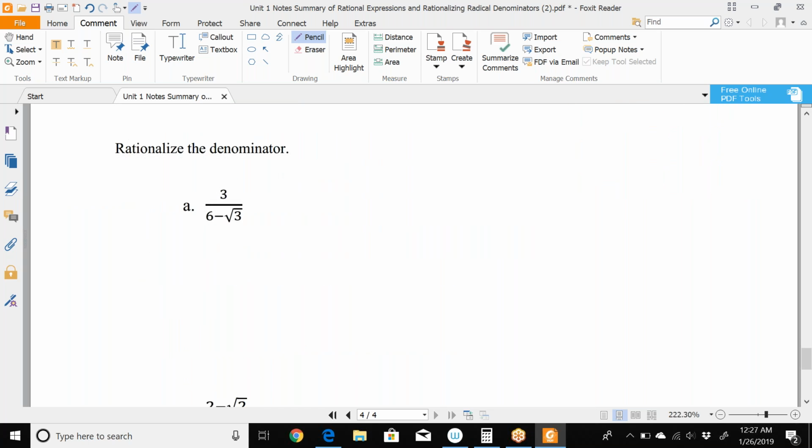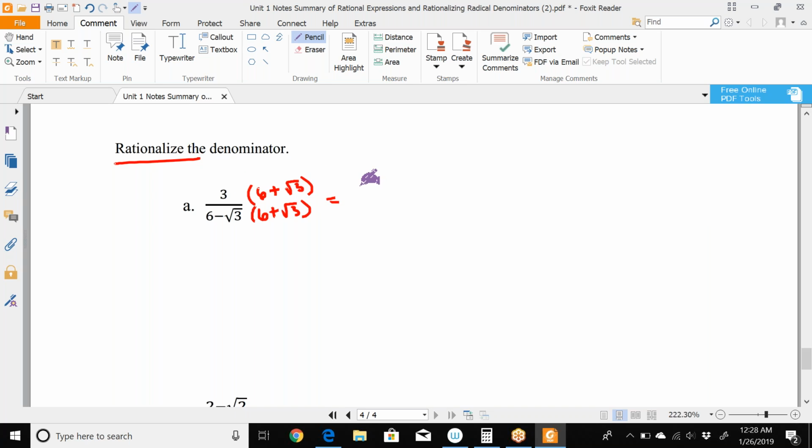So we have this first one here. This says that we want to get 6 minus square root of 3. So the idea here is that whatever we do, we should end up with no radicals in our denominator if we've rationalized it. So we're going to multiply this by 6 plus the square root of 3 on top and bottom to keep our fraction equivalent to itself, because otherwise you wouldn't be multiplying by 1.